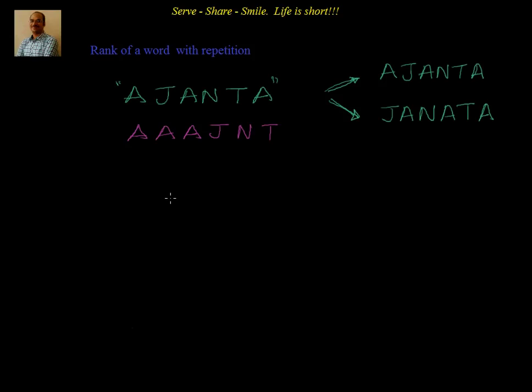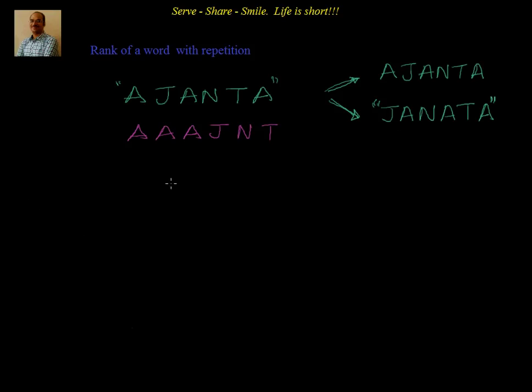Now we want to find out the rank of the word Janata. Remember, we will do it step by step. Once we have formed the alphabetical order, if I open the dictionary with these letters A, J, N and T, first I will see all the words starting with A. I'm not interested in them. I'm interested in the words starting with J. I want Janata, so I have to go to J first.